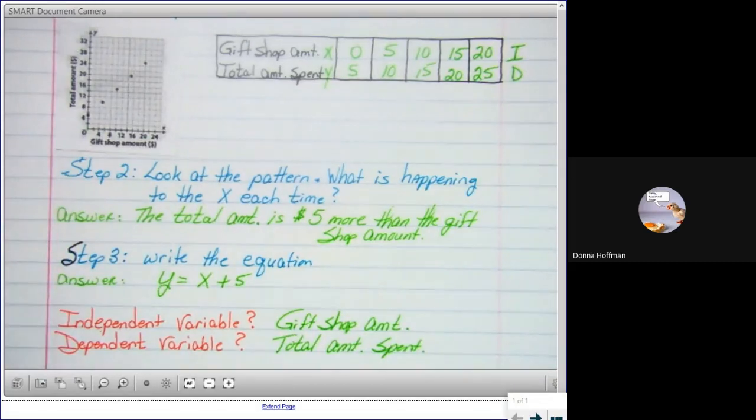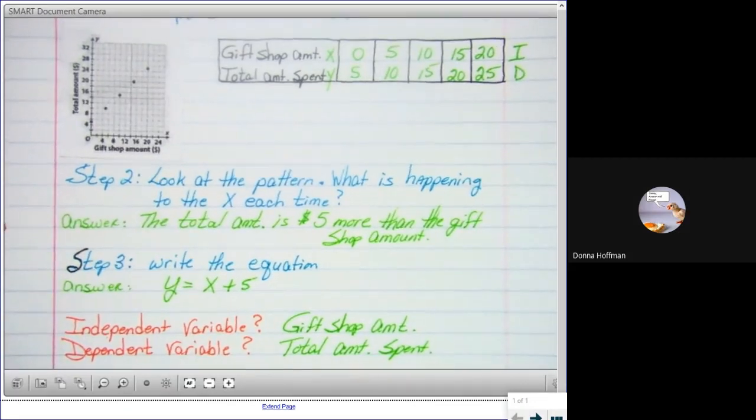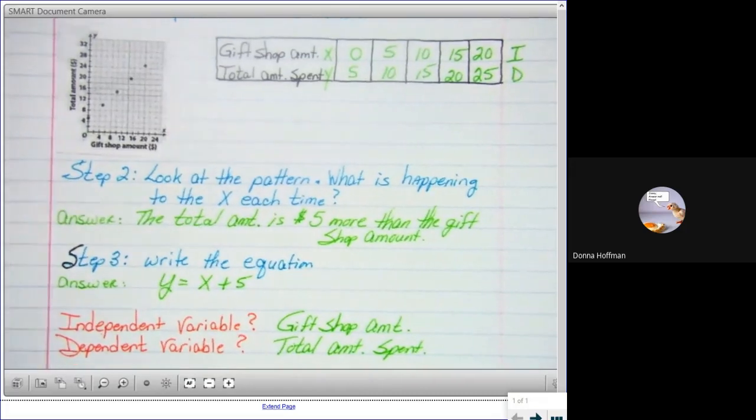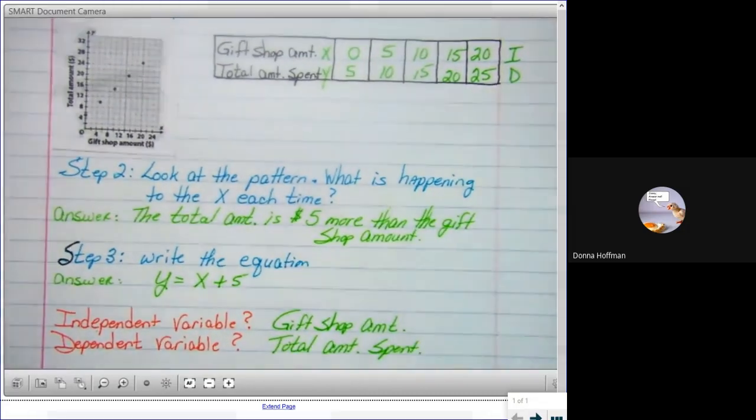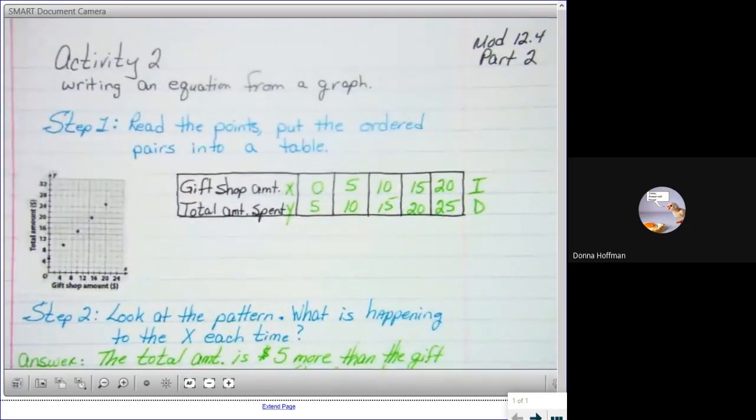Okay, that finishes part 2. Sorry, that's all of part 2. Once you finish this page, you need to show me so you can get your 100 for module 12.4, part 2, activity 2.